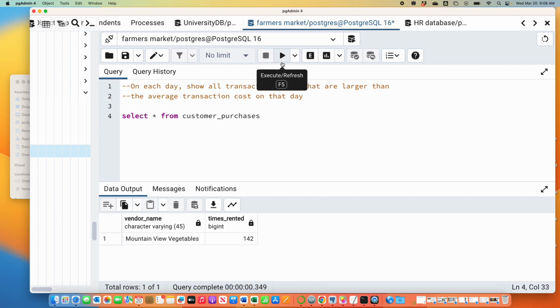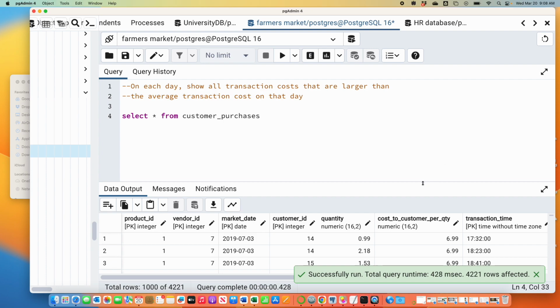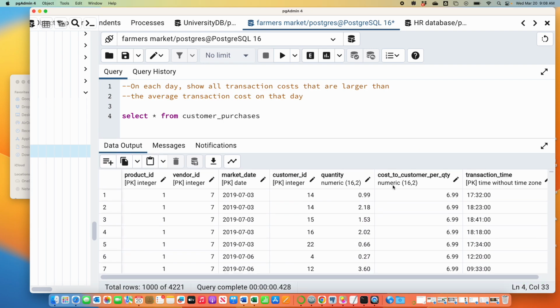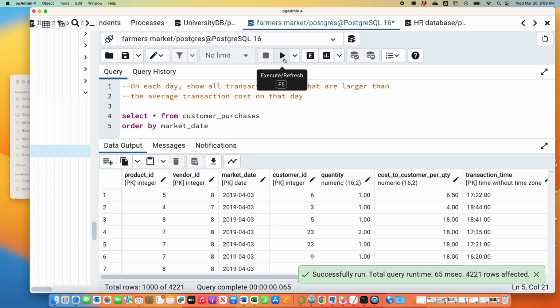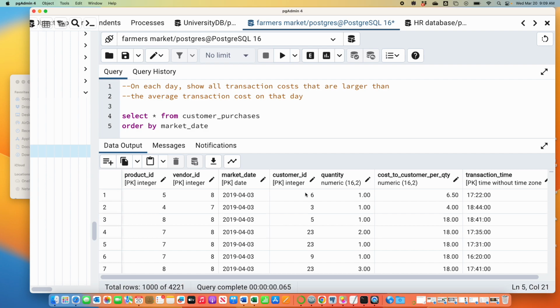I'm going to bring up the customer purchases table. Transaction cost, as always, the book calls this price. You can call it whatever you want, but for us, transaction cost or price is quantity times the cost per quantity. Let me go chronologically just so it's a little easier. Chronologically speaking, we start with April 3rd. Customer 6 bought 1 pound of something at $6.50 a pound, so their transaction cost is $6.50.